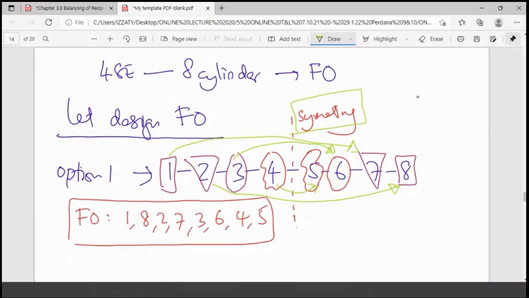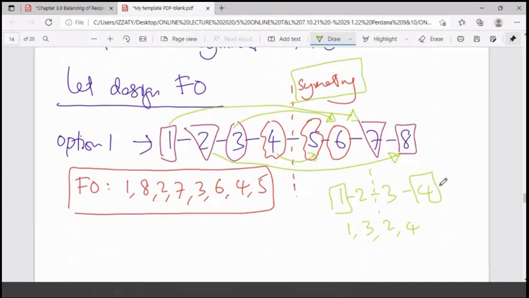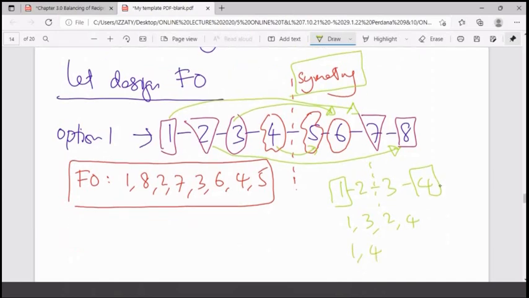For example, if you have 4 cylinders, 1, 2, 3 and 4, you cut into 2 here. So the possibilities are 1, 4, 2 and 3, or 1, 3, 2 and 4, or 1, 4, 2 and 3. So these are the possibilities.